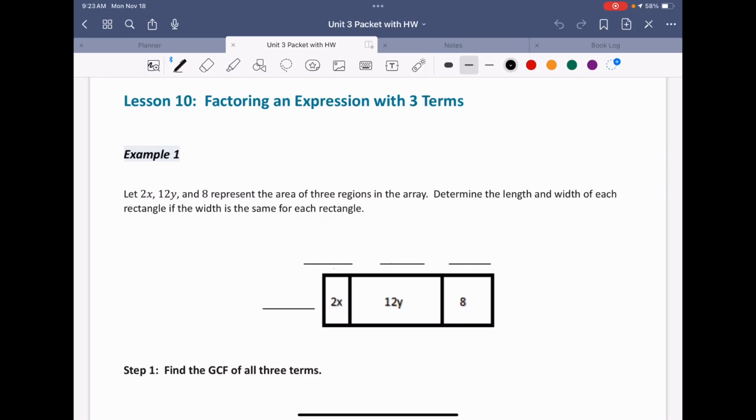Okay, so last lesson we did factoring expressions with two terms. This lesson we're going to do pretty much the same thing, but we're going to be factoring expressions when we have three terms.